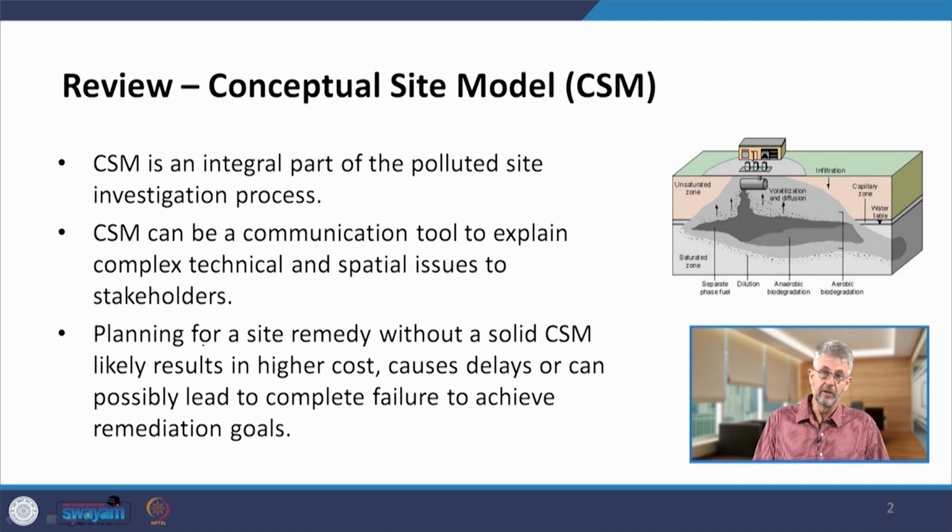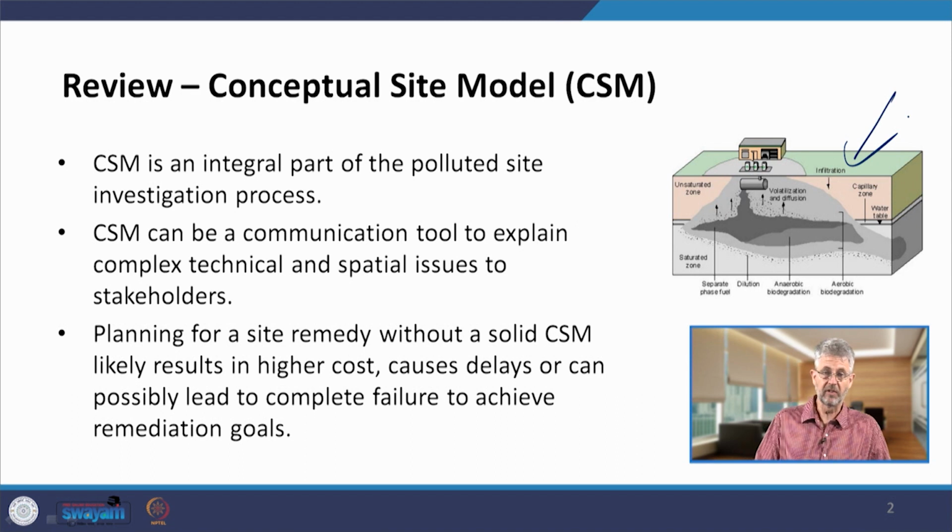Now, if you remember, last time we talked about conceptual site models. And conceptual site models, or short CSM, is an integral part of the polluted site investigation process. In fact, a CSM can be an effective communication tool to explain to non-technical persons what the remediation or the site investigation is all about, like seen in this picture here, where complex spatial issues like where are the tanks buried or where are the contaminants residing can be explained to people who may not have the background in remediation engineering.